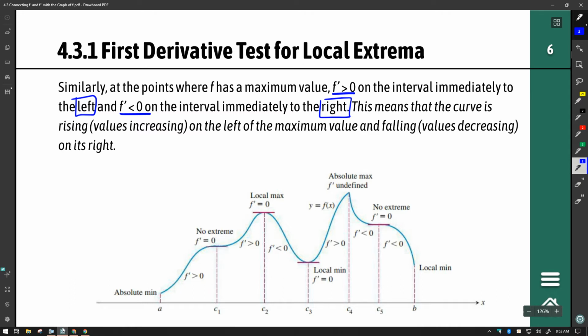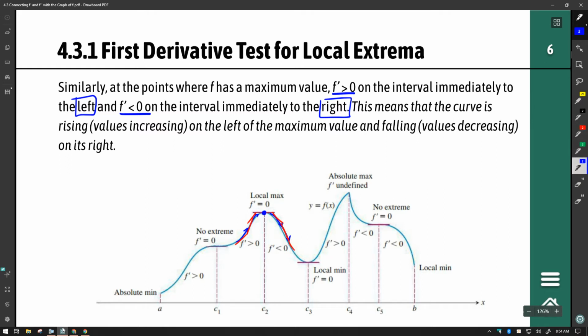So what does that mean? It means that the curve is rising on the left of the critical point and it is falling on the right. Here's a local maximum value. Notice that to the left we have f prime is positive, so the graph is increasing, and that means that all of the tangent lines have positive slopes. Notice that to the right, f prime is negative. That means the graph is falling or decreasing. And that also means that all of the tangent lines have negative slopes.